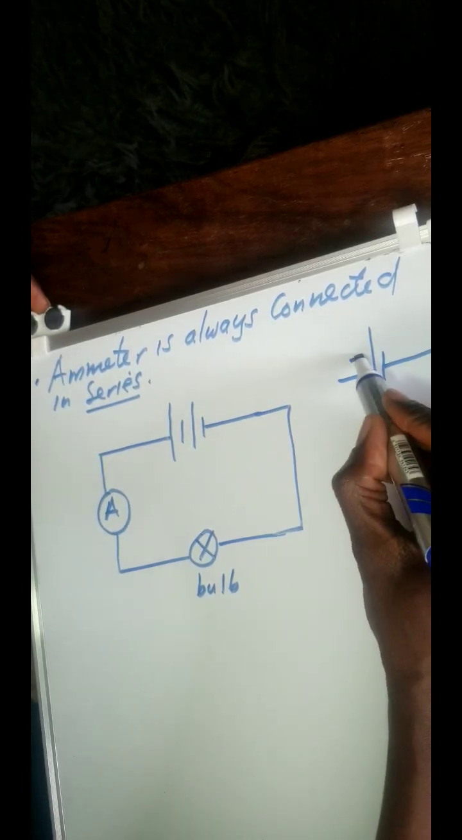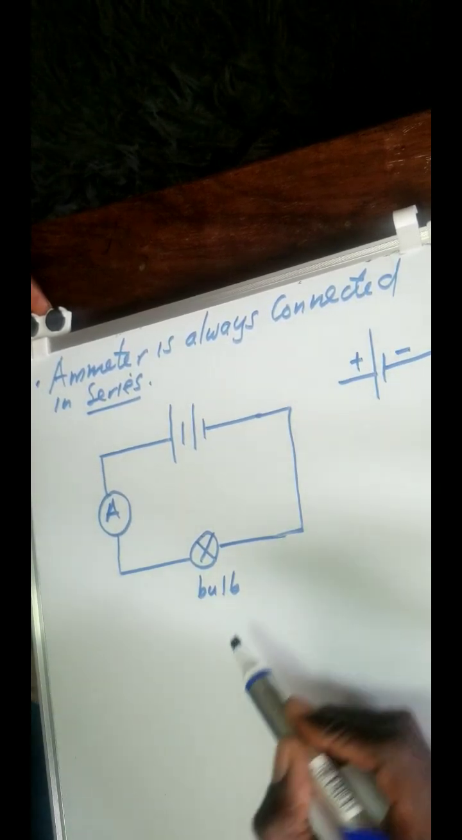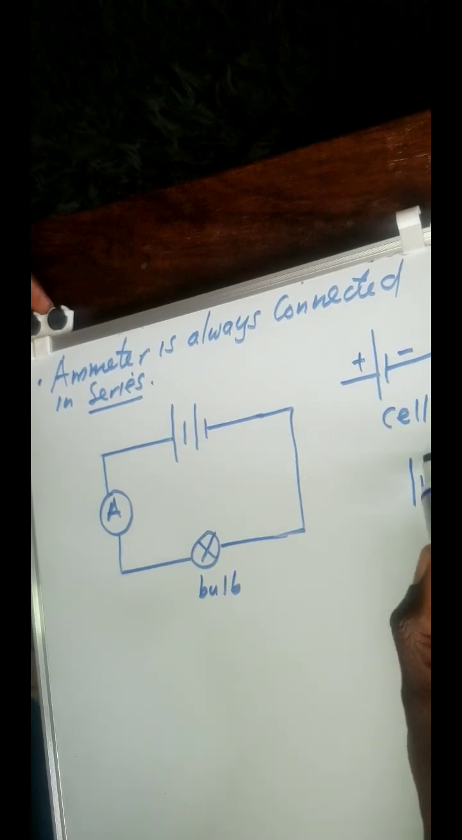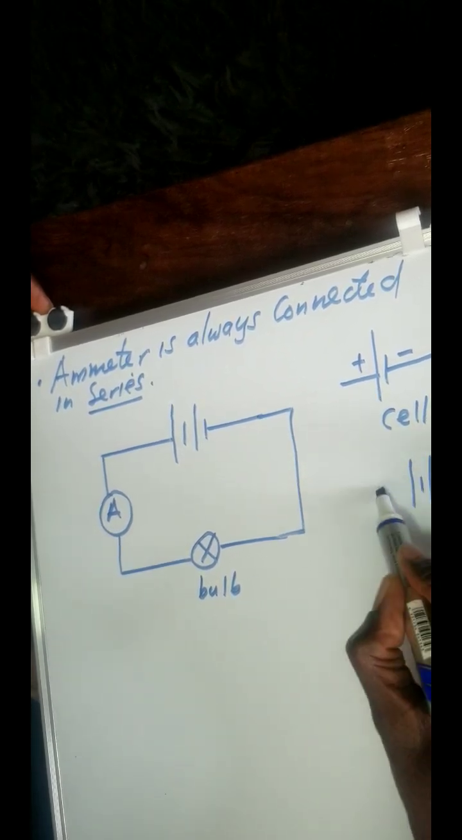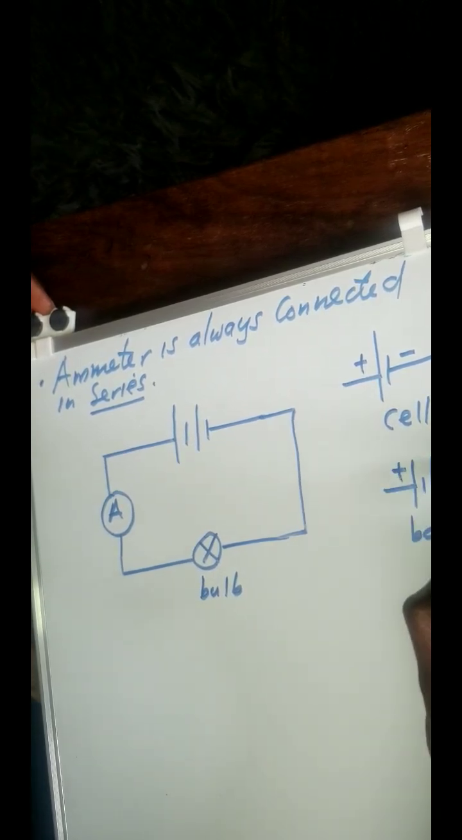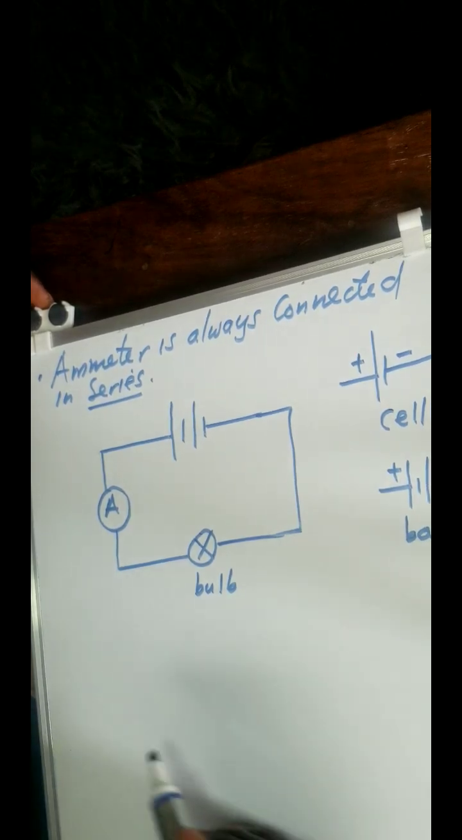The longer part is considered positive and the shorter part is considered negative. So we call that one a cell. But if you take two or more cells and put them together, they make up what we call a battery. The longest side will still be positive and the other side will still be negative.